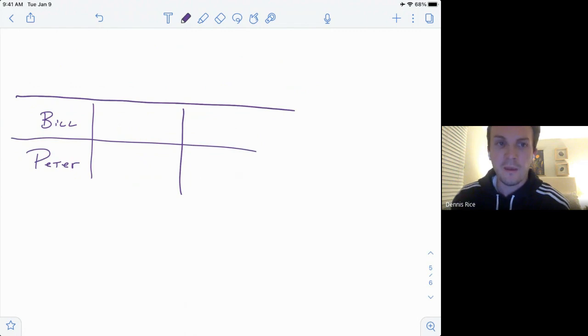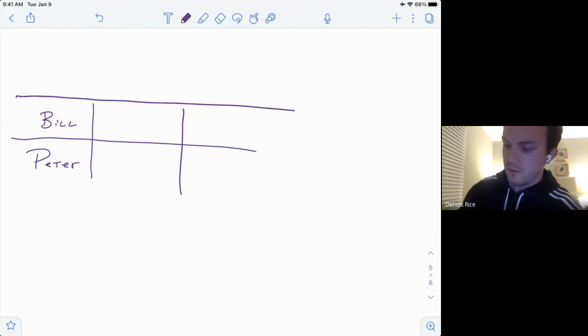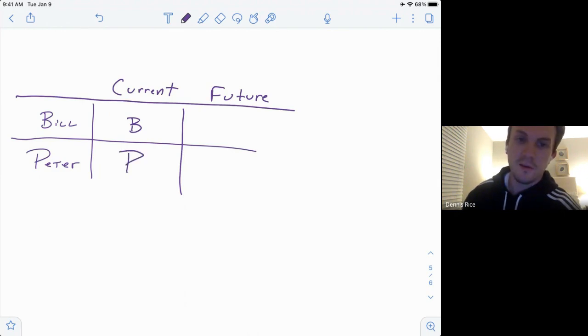Okay, great. So what we can do, there's 2 references in this problem. It talks about how old they are now. Let's call that their current ages. And then this one happens to talk about the future. So let's call that the future. So currently, Bill is B years old. It tells you to use B and P. Currently, Peter is P years old.